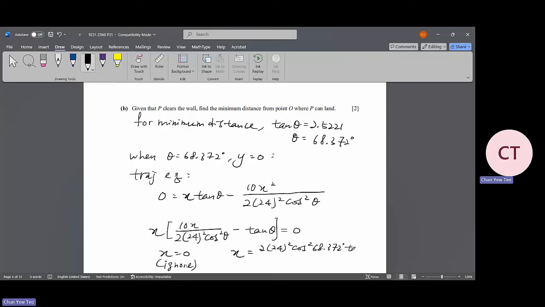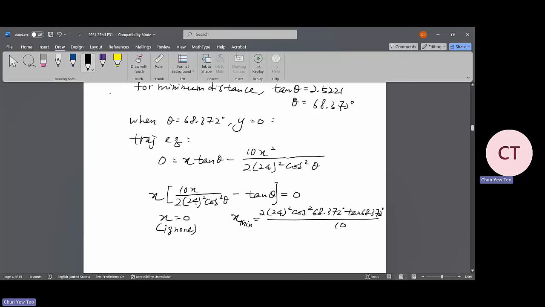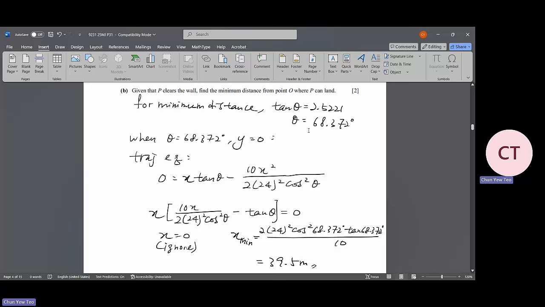68.372 degrees, tan 68.372 degrees, divided by 10, this value. So this will be your minimum distance. Press on the calculator, just press everything in one shot, then you can get the answer as 39.5 meters. So this will be your minimum distance, done.